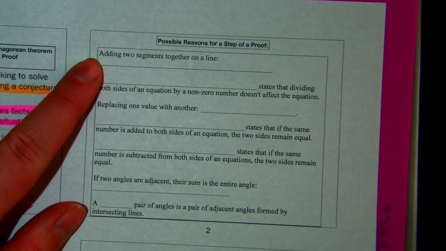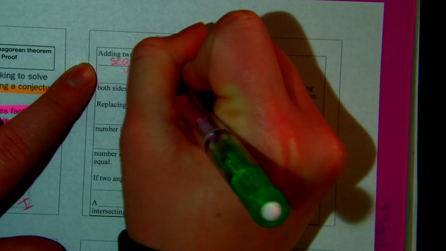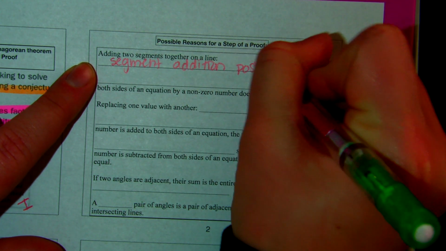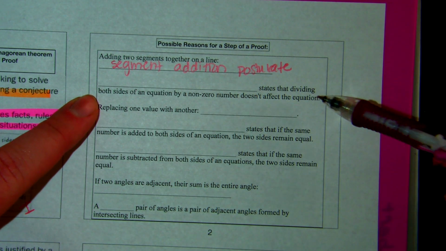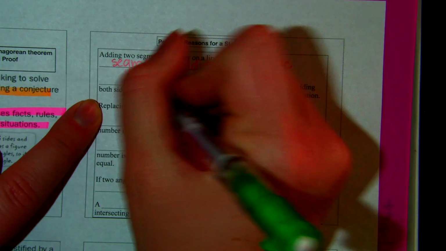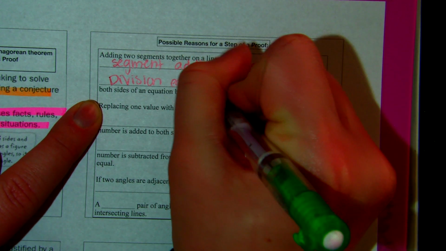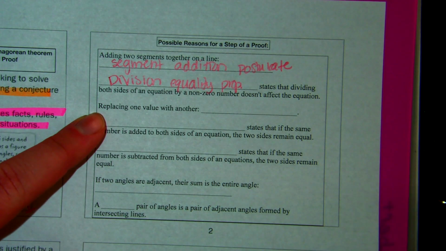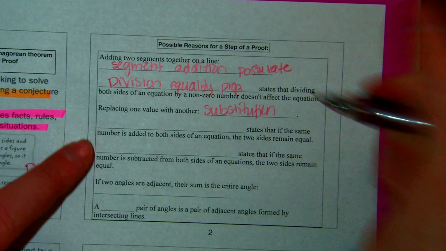Adding 2 segments together on a line is called segment addition. Postulate, so that's the definition or the vocab word for that. Blank states that dividing both sides of an equation by a non-zero number doesn't affect the equation. That's the division equality property. We'll be able to abbreviate these in our work. Replacing one value with another, that's called substitution. We've seen that before, it's a plug and chug.